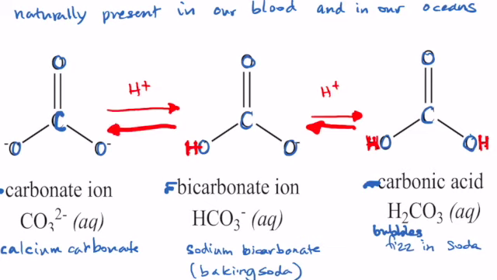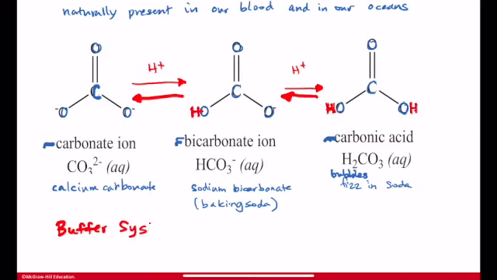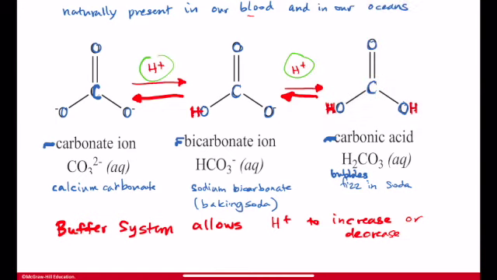So this is a buffer system that allows for hydrogens to increase or decrease. And so it allows for incorporating hydrogen ions, and what's important in our blood is when you use your muscles, you generate lactic acid that goes into your blood. And so your blood can take up that acid, taking up the hydrogen ions that are generated by the carbonic acid in the blood, forming bicarbonate ion or carbonate ion.